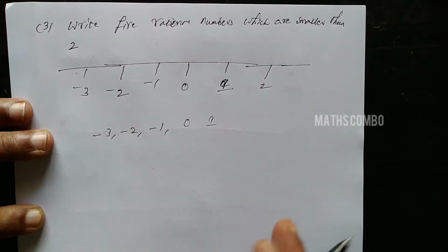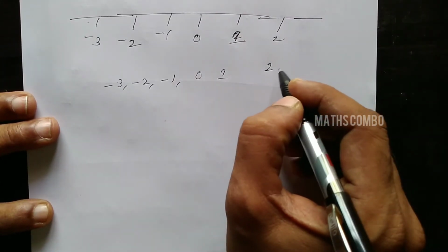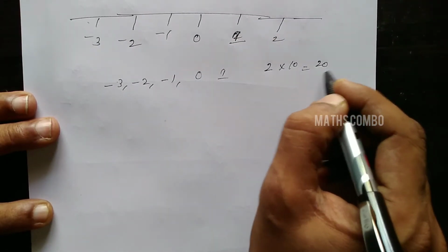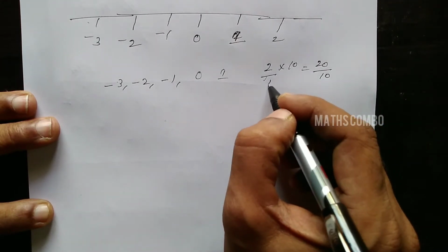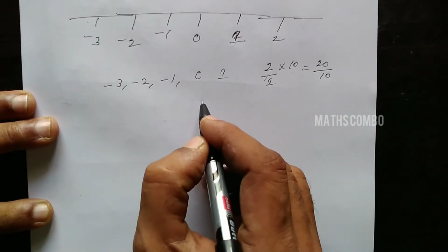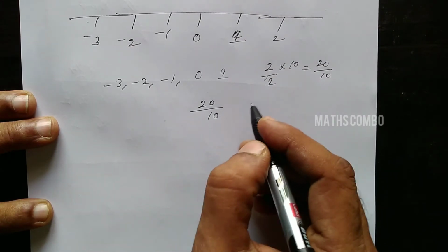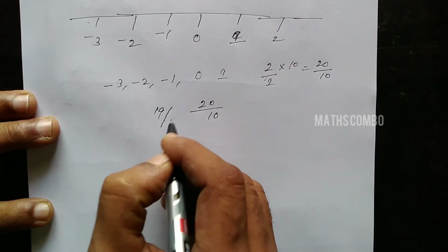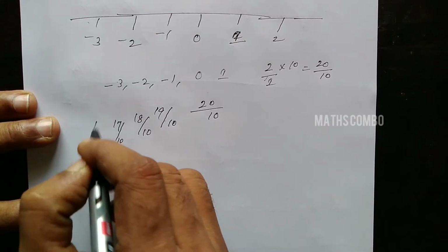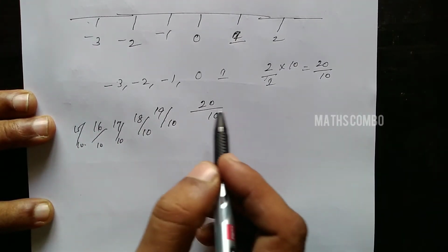Okay, this is one way. We can also write in a different way. Let's take 2 and multiply by 10. It will become 20 by 10, because 2 is nothing but 2 by 1. So all the numbers less than 20 by 10 are 19 by 10, 18 by 10, 17 by 10, 16 by 10, 15 by 10. All these numbers are smaller than 20 by 10.